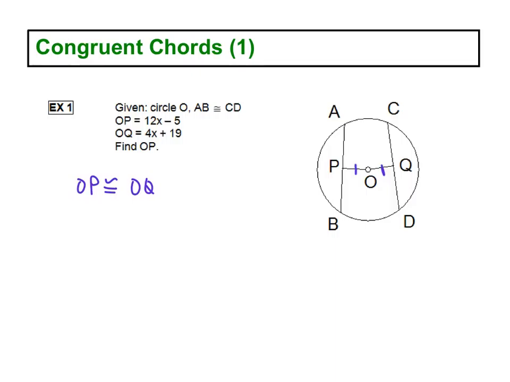So that's the equation we set up. OP is 12x minus 5. We're going to set that equal to 4x plus 19. We'll go ahead and solve for x. We can subtract 4x from both sides, leaving us with 8x minus 5 is equal to 19.